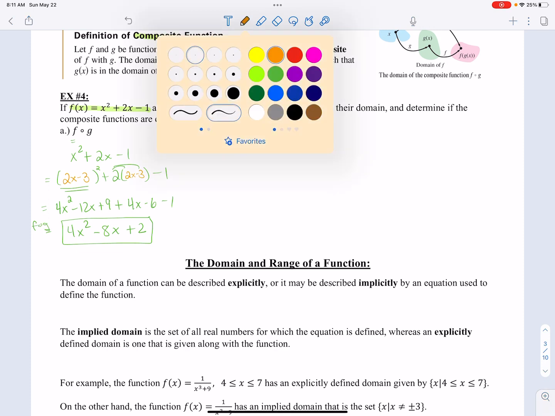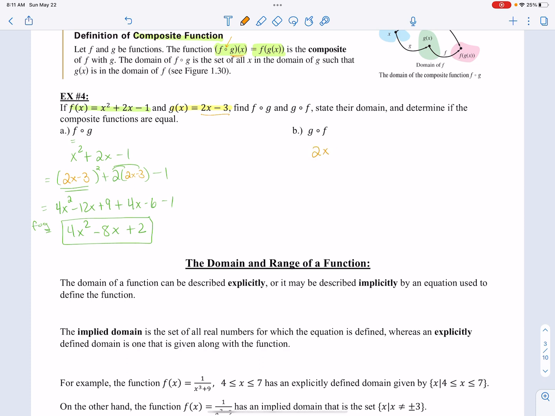Now in g of f, I do the exact opposite. I'd start with g. I know g is 2x minus 3. So in place of x, I place f. And then simplify. And I get g of f is right here. Now, again, we'll talk about their domains in the next video, but these are clearly not equal. F of g does not equal g of f. If they did, that would tell you they were a one-to-one function, but they're not.